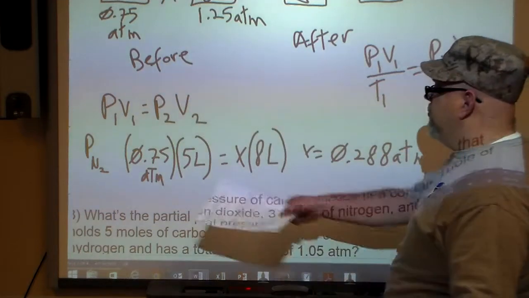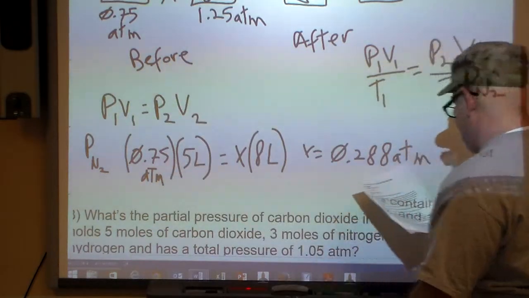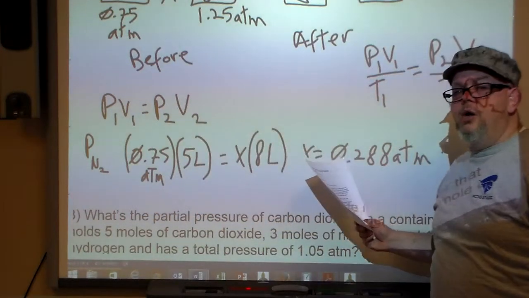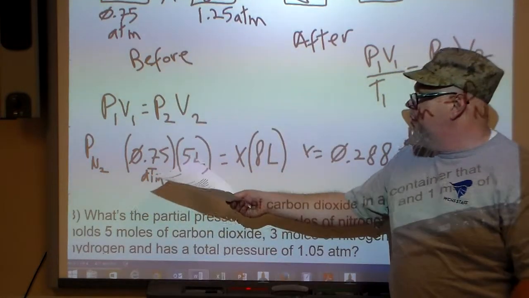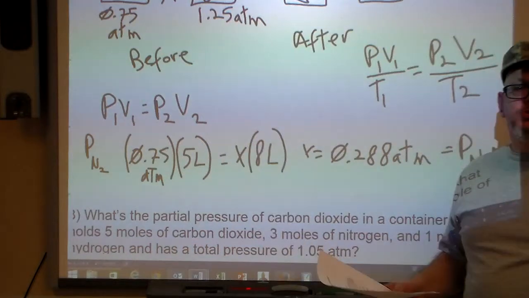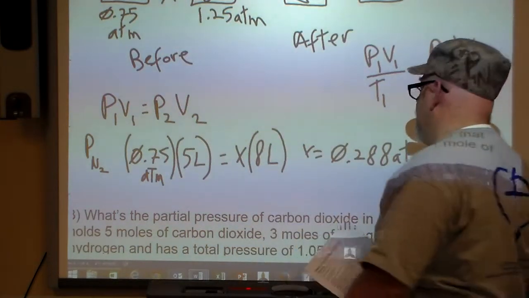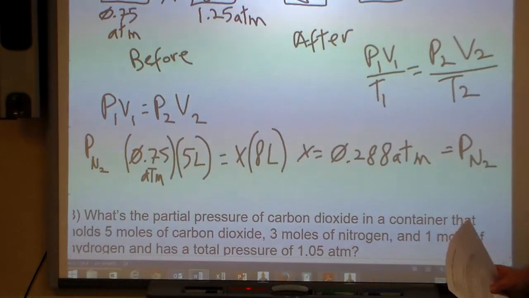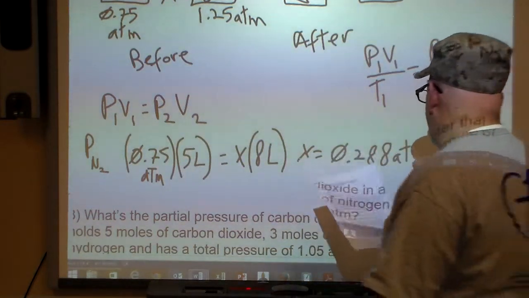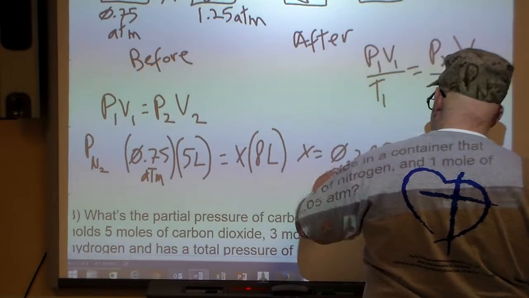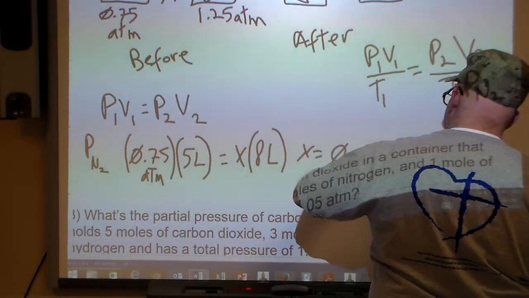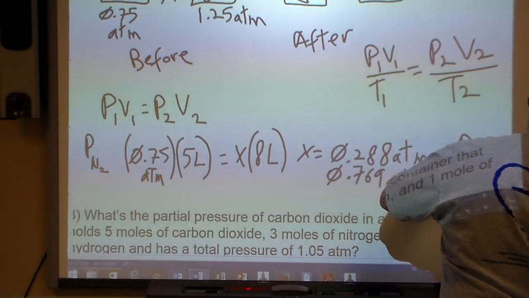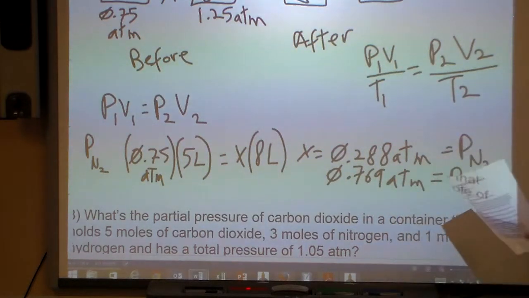This is the after because we have the before. Here's the after. And notice how the pressure went down. Well, that would make sense because you're going from 5 liters to 8 liters. Remember that inverse relationship. Okay? We're going to do the same thing for oxygen, but in order to spare time, I'm going to tell you right now that it's 0.769 atmosphere is equal to the pressure of the oxygen.